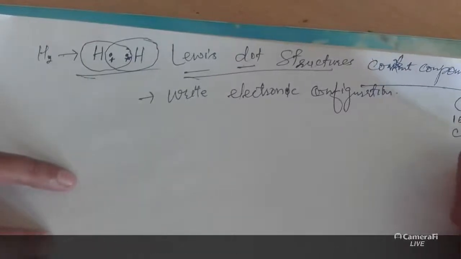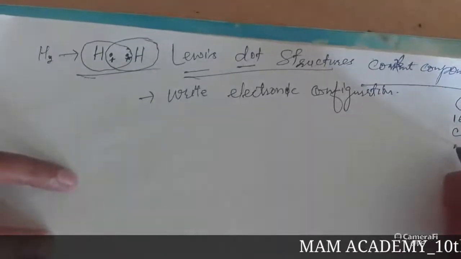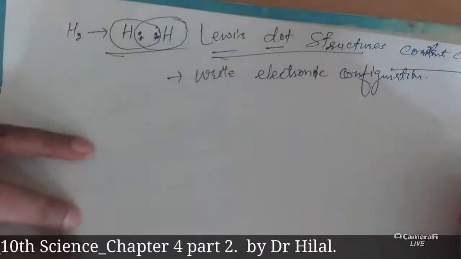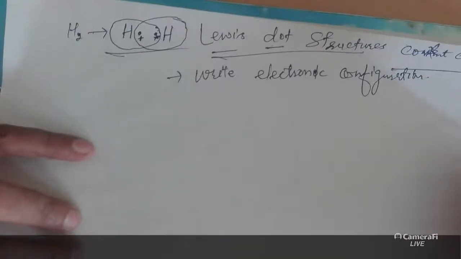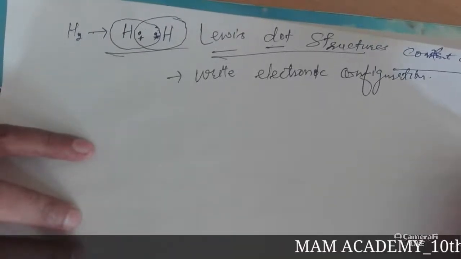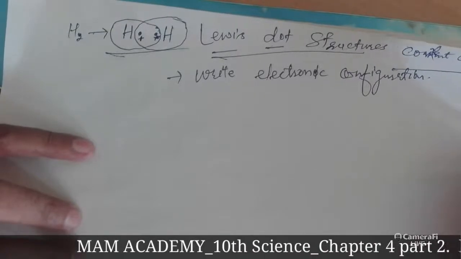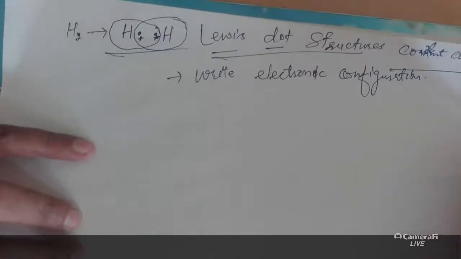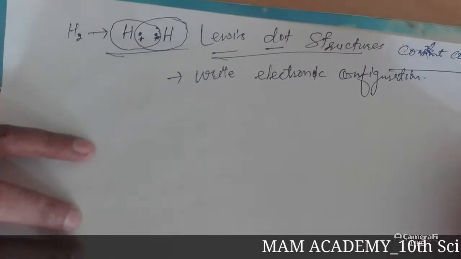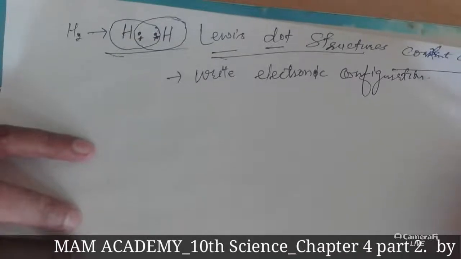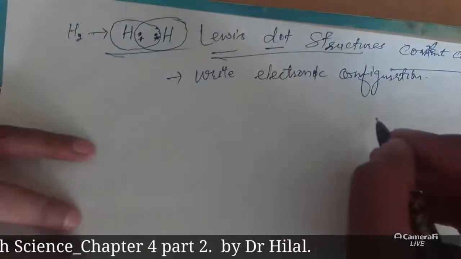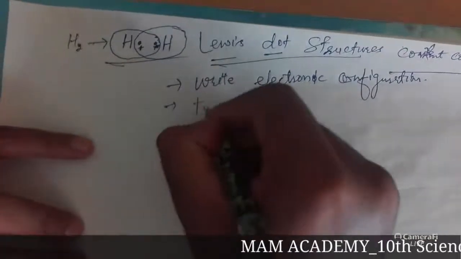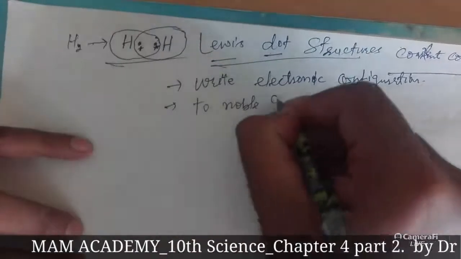Then we have carbon. For carbon, it has first 2, then 4 electrons. In the innermost shell it has 2 electrons, and in the outermost shell it has 4 electrons, sorry. So the total is 4 plus 2, which gives atomic number 6. This is the electronic configuration we should make. Then we have to identify how many electrons are needed by each atom to attain the noble gas configuration.